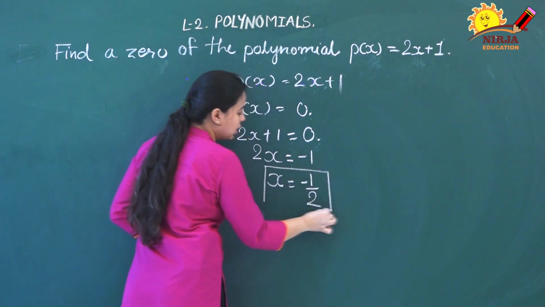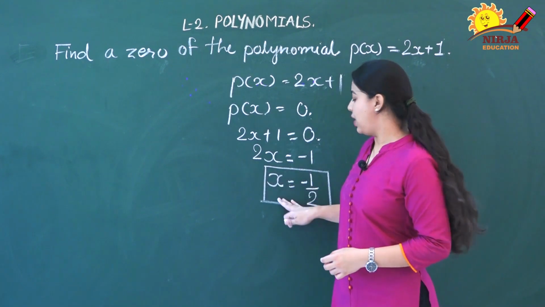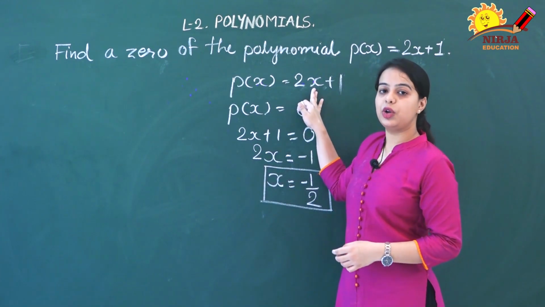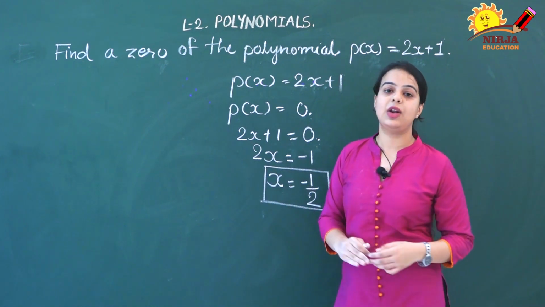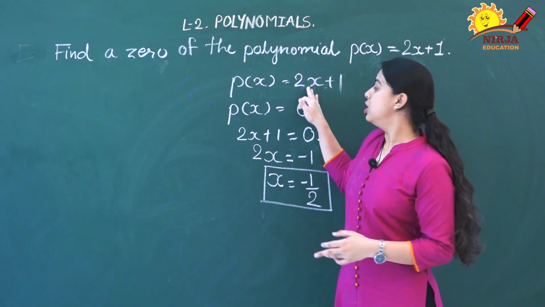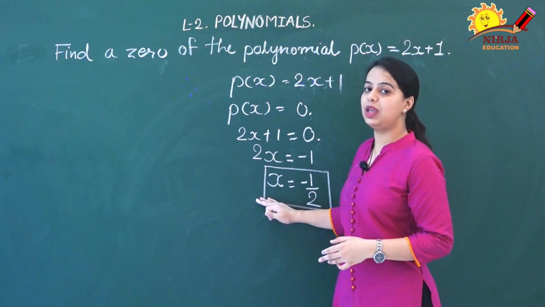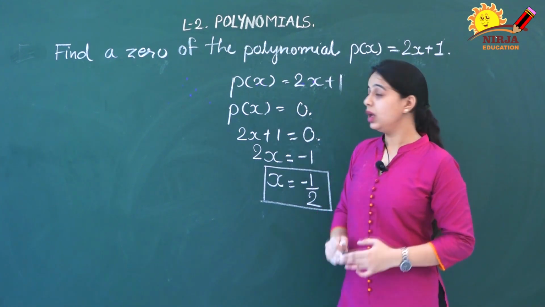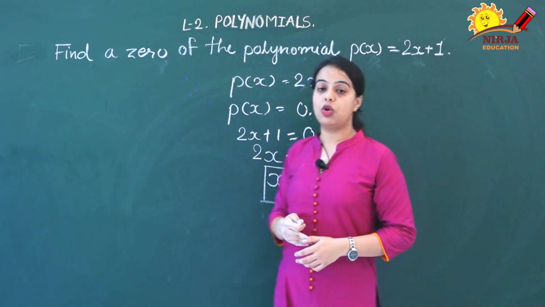So this is the zero of the polynomial. How to verify? By putting the value of x in this polynomial, you can verify whether we got our answer right or wrong. If for x is equal to minus 1 by 2, this polynomial turns into 0, then our sum is right. This is how we can solve the example and find the zero of a polynomial.